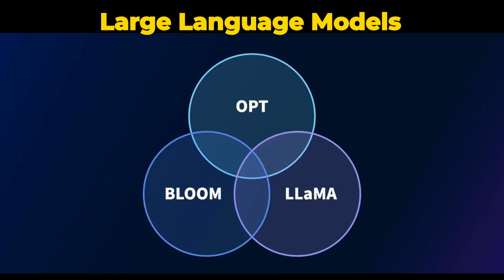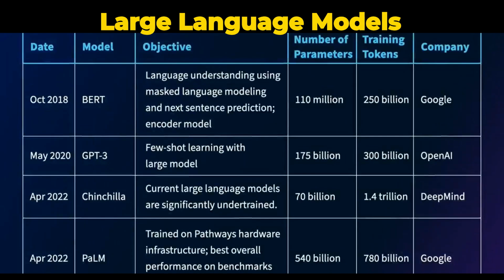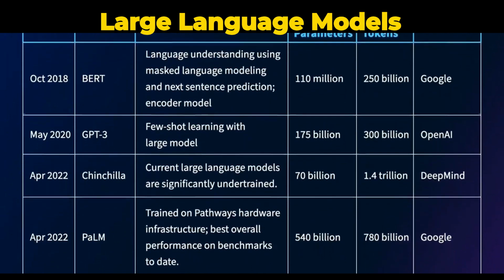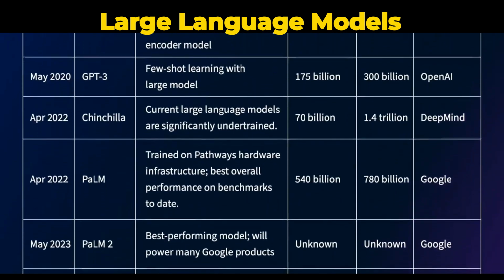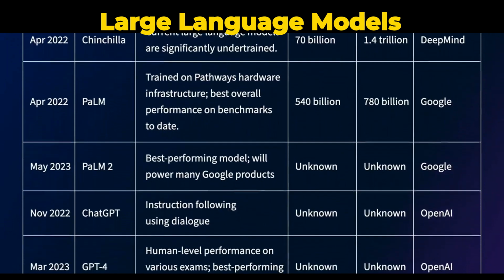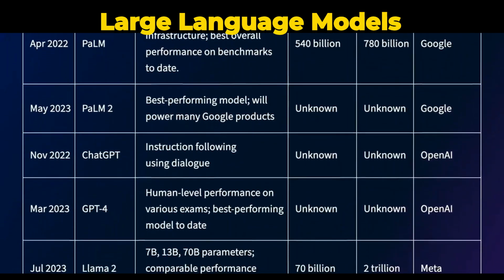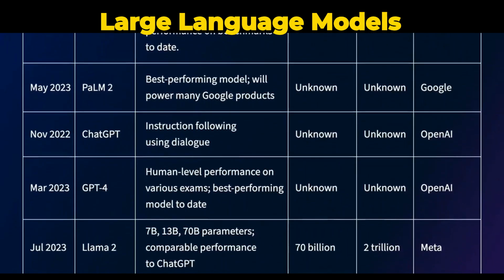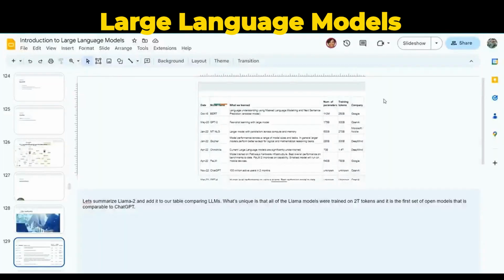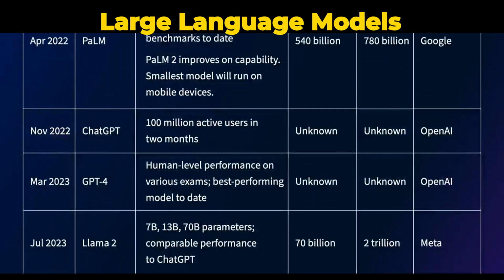Open models have got smaller and better over the years, closing the gap with closed models such as ChatGPT. So let's go ahead and add Llama 2 to our table comparing large language models. What's unique is that all of the Llama 2 models were trained on 2 trillion tokens, and it's the first set of open models that is comparable in performance to ChatGPT.